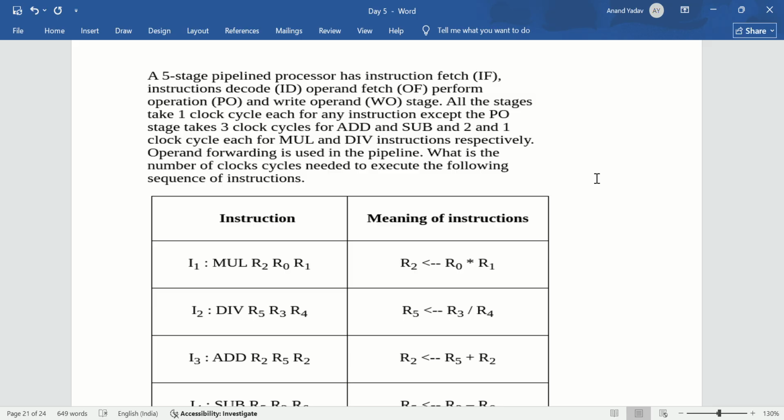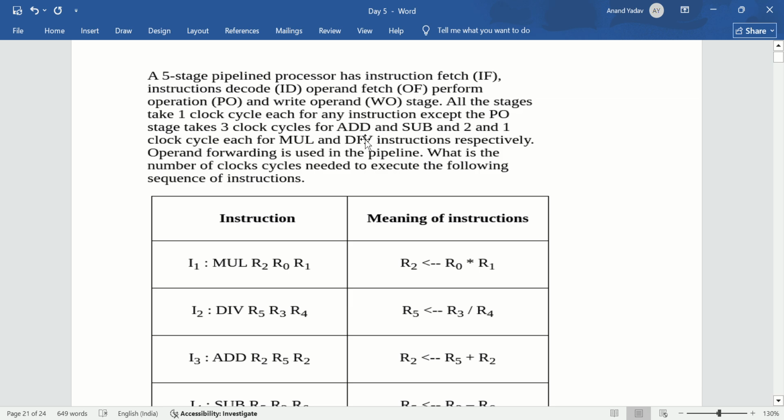These are the most expected and previous year questions. Now let's start. Question one: a five-stage pipeline processor has instruction fetch and instruction decode stage, operand fetch stage, perform operation stage, and write operand stage.